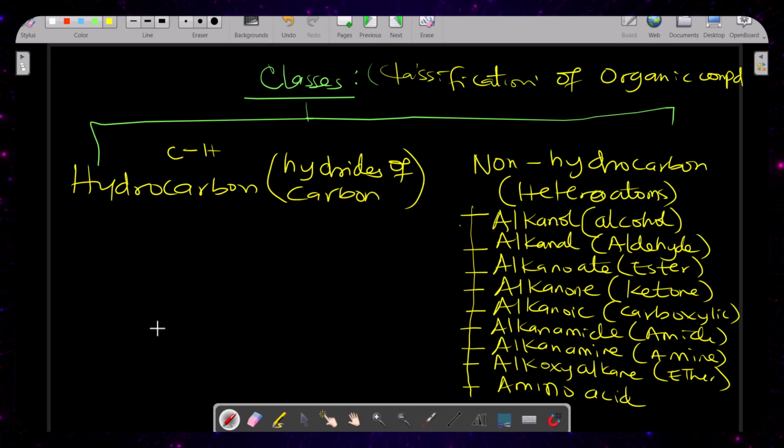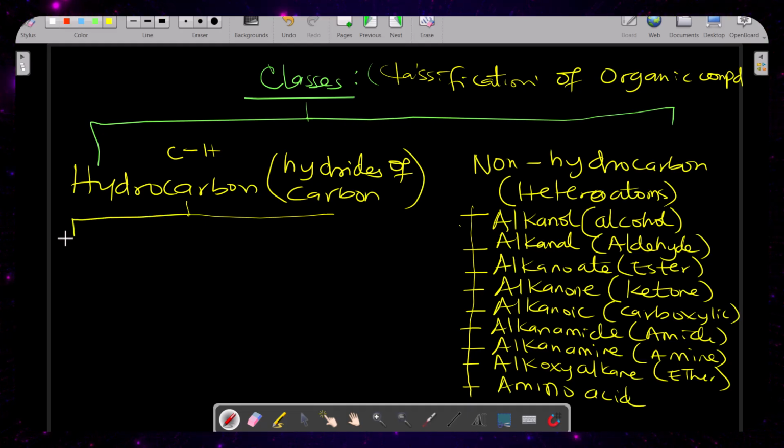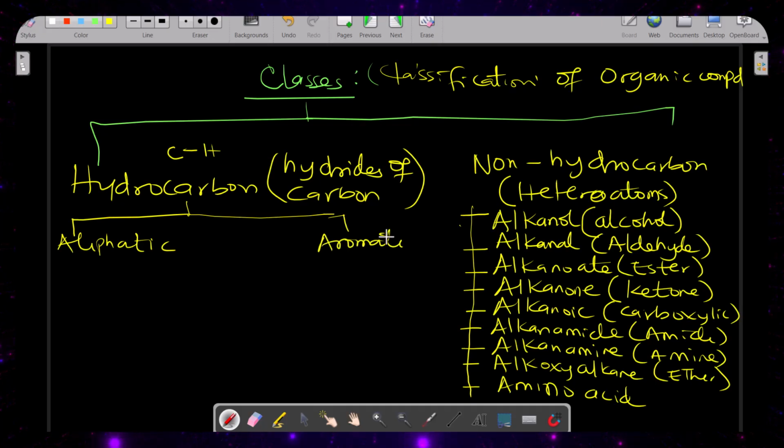Your JAMB question or your WAEC question, they are just trying to establish if you understood the concept very well. So coming to hydrocarbon, we always say that it only has hydrogen and carbon. Under hydrocarbon, we have what we call the aliphatic, and we also have the aromatic. I believe some of you must know this that I'm talking about. And under aromatic, I have benzene.